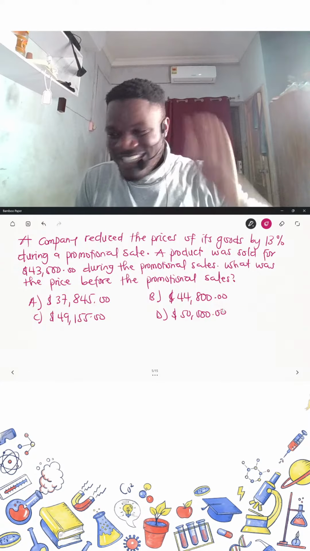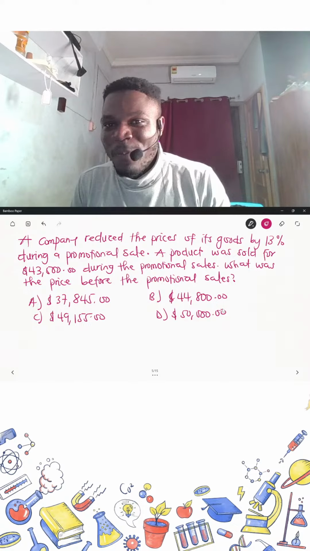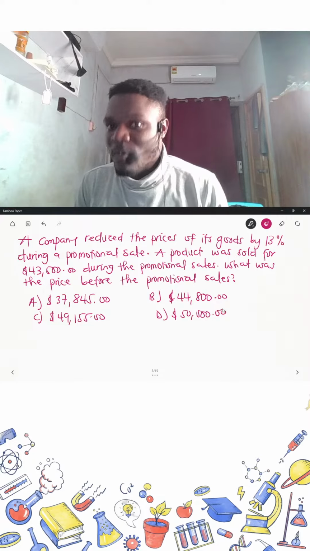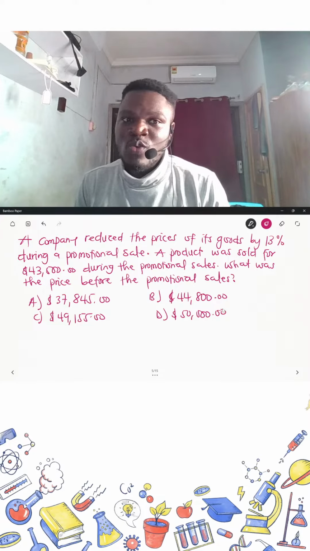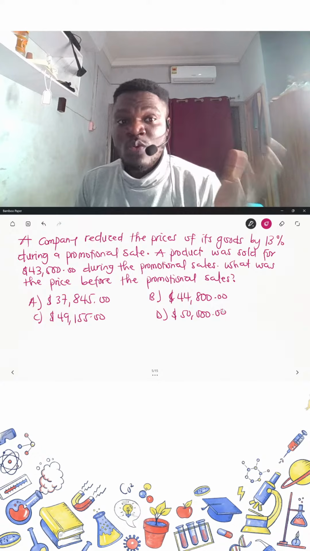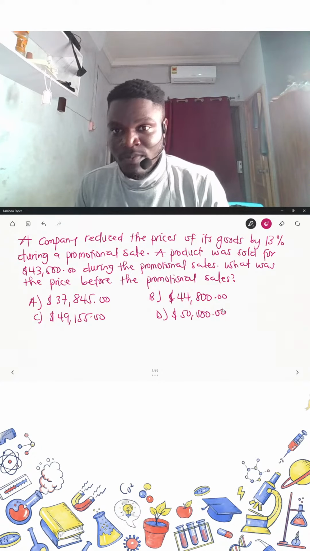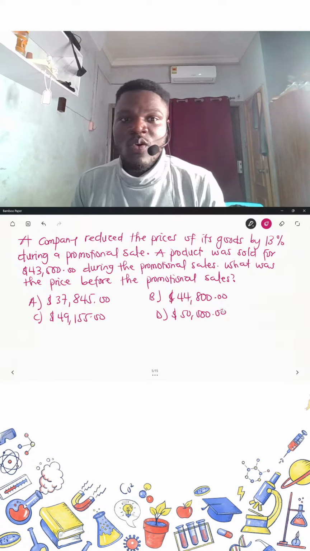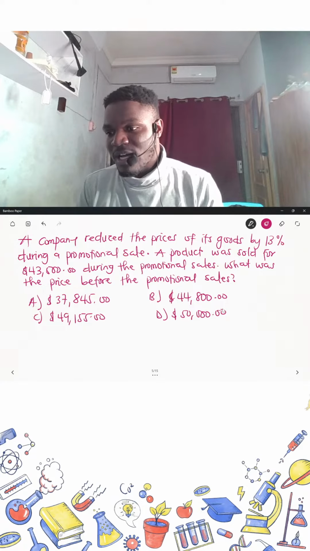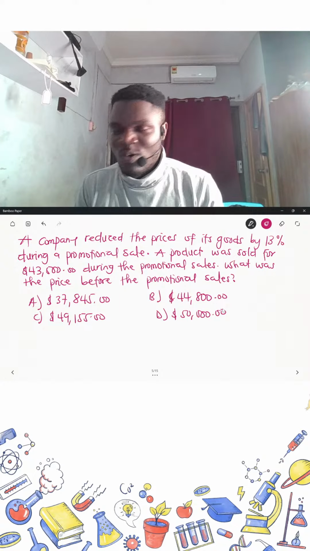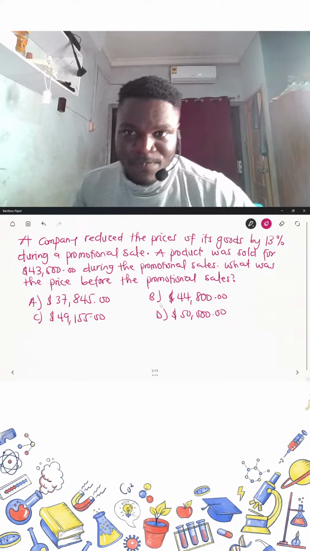Are you okay? So we have a company that reduced its prices for goods by 13% during a promotional sale. So the product was sold for 43,500 during the promotional sales. So what was the price before the promotional sales? Are we okay? So how do we solve this?